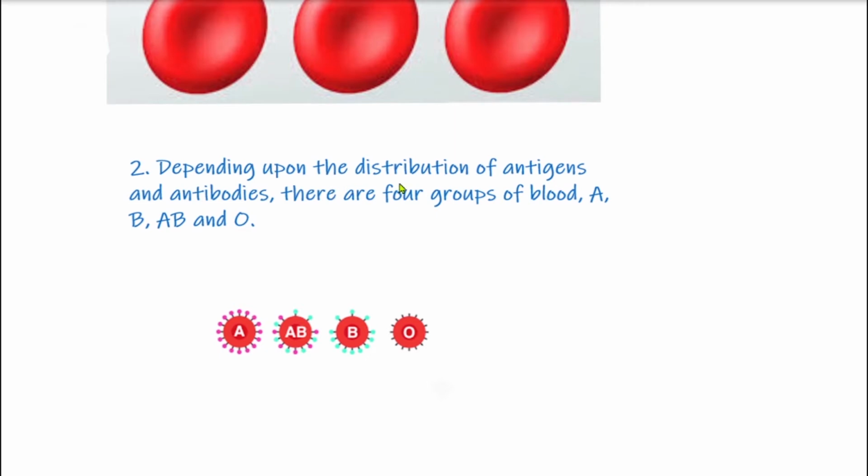Depending upon the distribution of antigens and antibodies, there are four groups: A, B, AB and O. Students, depending upon these antigens, there are four blood groups: A, B, and a person who carries both the surface antigens A and B is said to have the AB blood group, and a person with neither the A antigen nor the B antigen over the surface of their RBCs is said to have the O group.